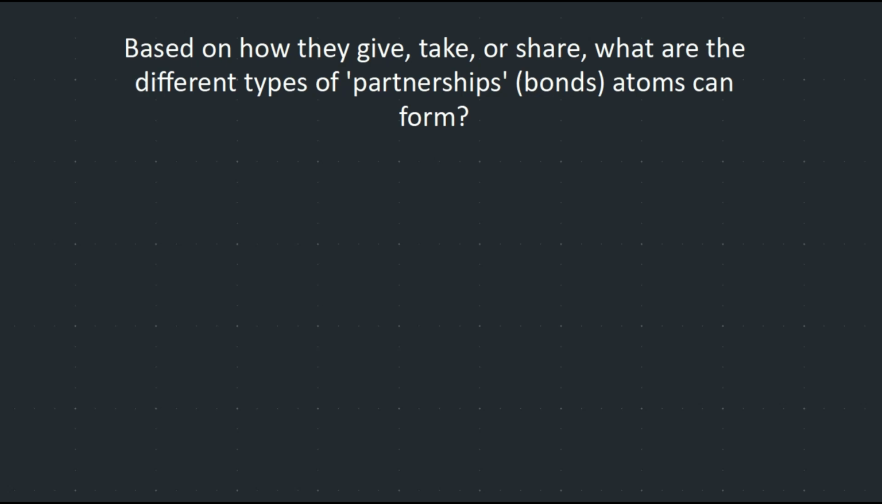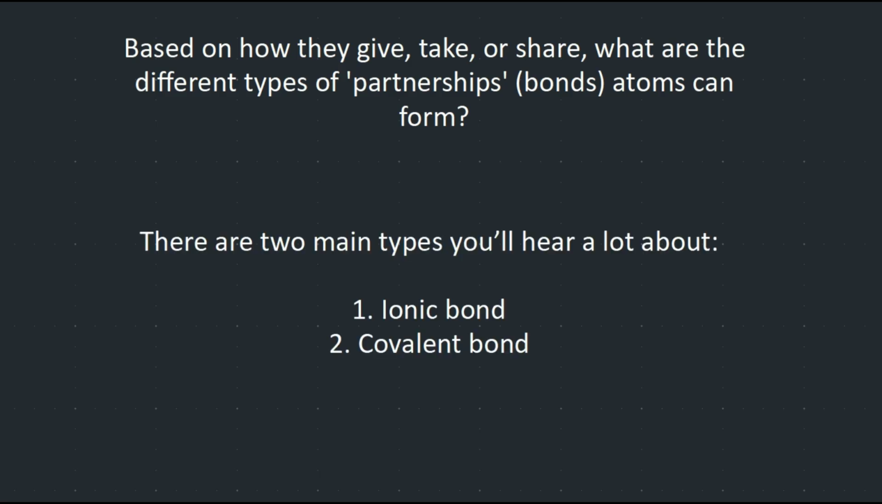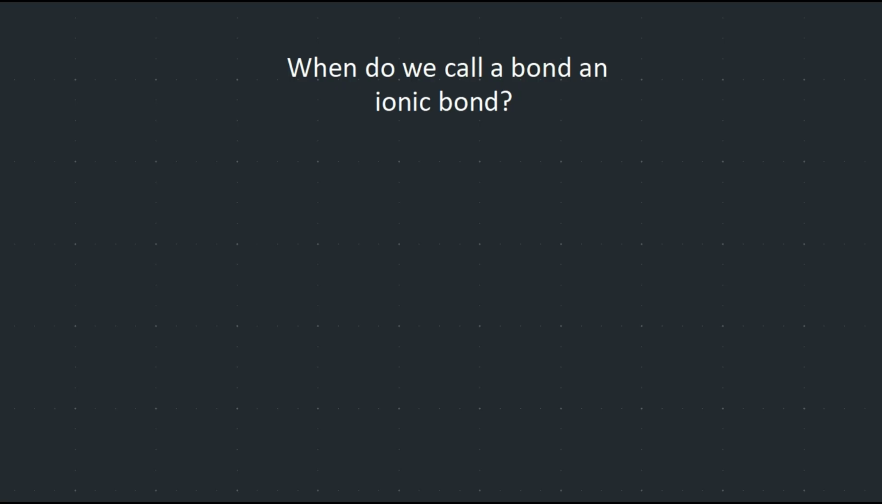Based on the giving, taking, and sharing of electrons, what are the different types of partnership that atoms can have? Well, there are two main types. One is ionic bond and another is covalent bond. Again, these are two main types. Now, when do we call a bond an ionic bond?